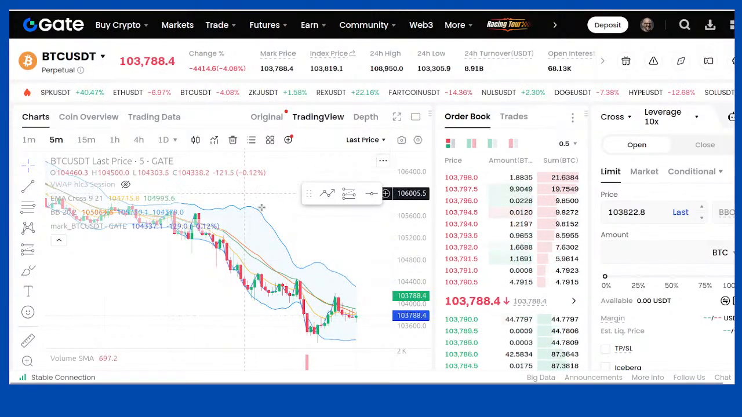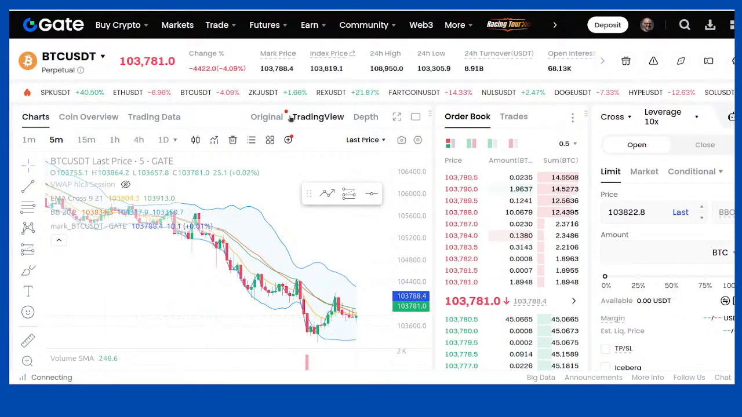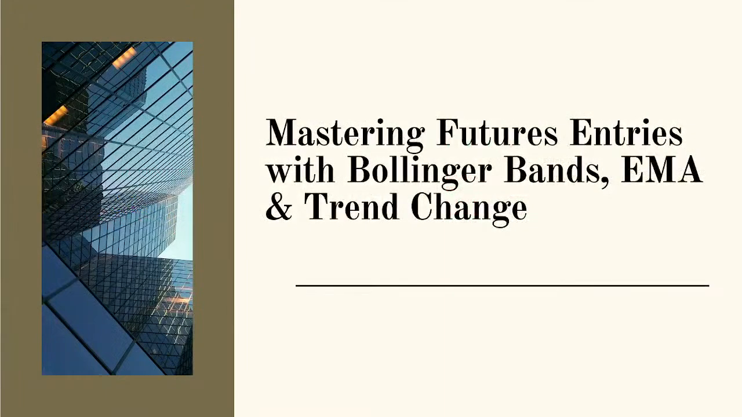For this session, as mentioned, we are going to look at Bollinger Bands. You need to understand how Bollinger Bands work. Also, we are going to look at how to use EMA. EMA simply means exponential moving average, and it shows the volatility of the market. As well, we have the trend change.